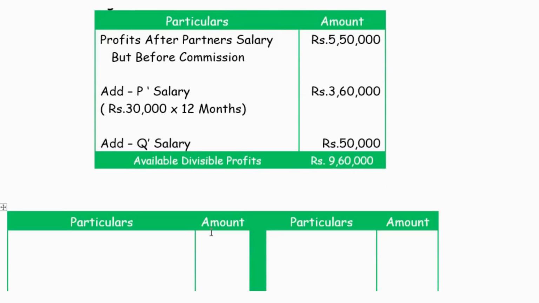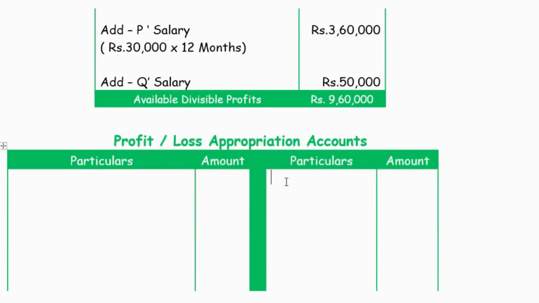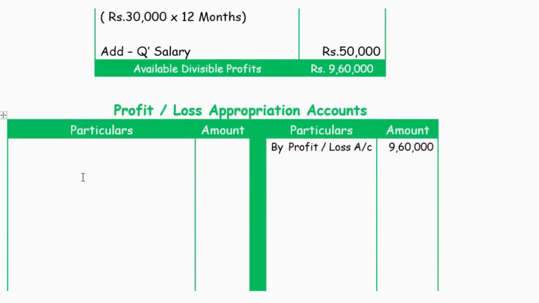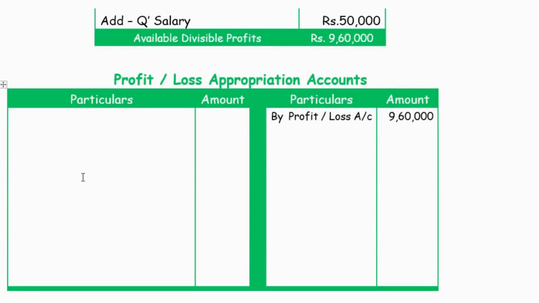And after estimating this, we are going to prepare the profit or loss appropriation account. As we know, once we estimate the available divisible profit, it will be transferred from the normal profit or loss account. It is 9,60,000, and the partners will get a credit of their salary and commission through their capital account.